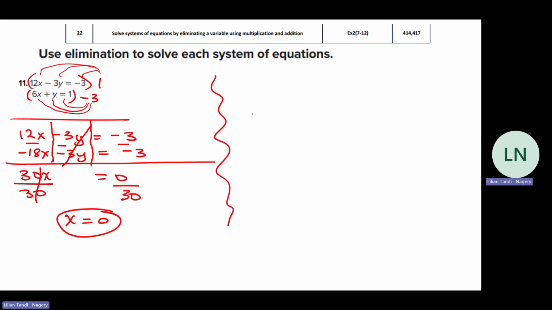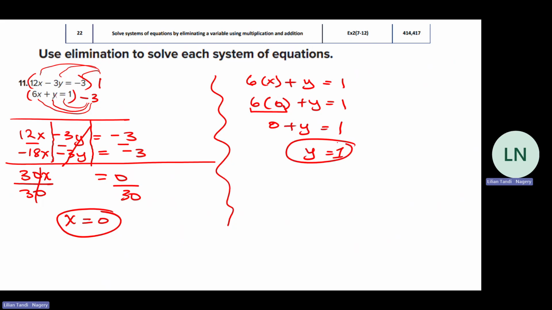Okay, then you find y. Hey, don't say no solution because x is 0. No, no, no. X is 0, find y. If x is 0, lazim you find y. 6 parentheses x plus y equals to 1. 6 parentheses 0 plus y equals to 1. 0 plus y equals to 1. Y is 1. Your answer is 0, 1, x, y. Box it.